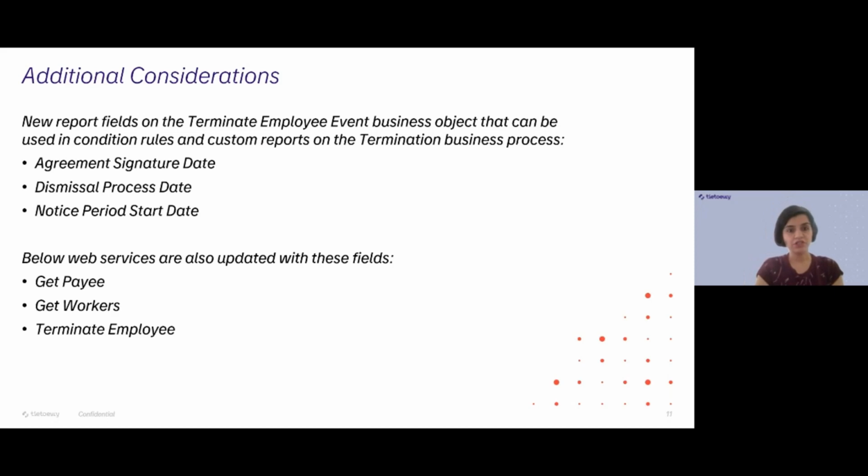Some additional considerations. There are also new report fields available on the terminate employee event business object, and these three fields can now be used on custom reports, or they can be pulled into the various condition rules that we build. Web services Get Pay, Get Workers, and Terminate Employees are also now updated with these fields. So let's say you are running an EIB to terminate some employees, you would see these three dates now available on the template and you can populate them.